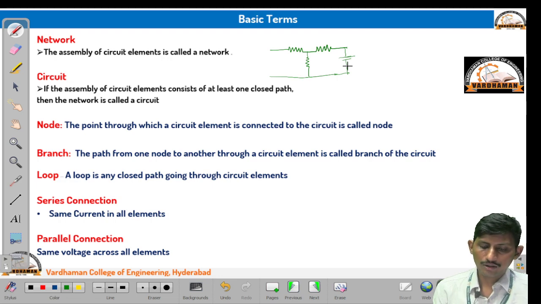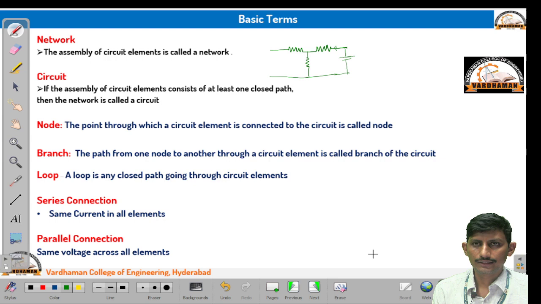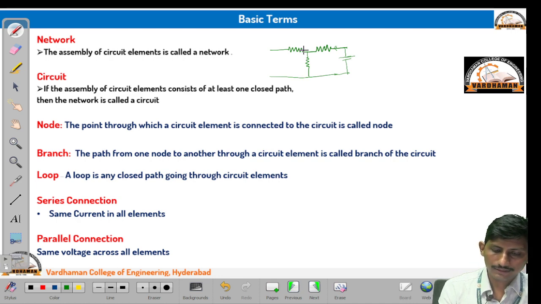Okay. Now, current can flow through this network in this direction. So, this can be called a circuit. A node is a point through which a circuit element is connected to the circuit. That means this can be a node, this is one node, this is another node.